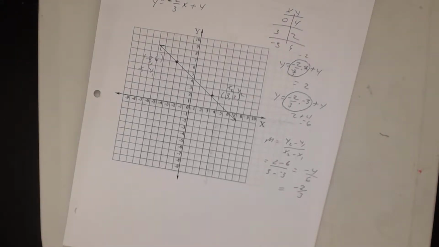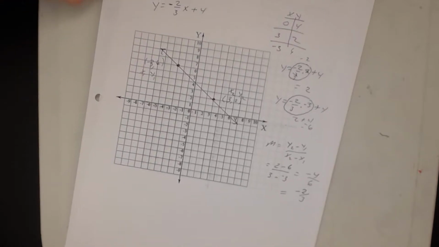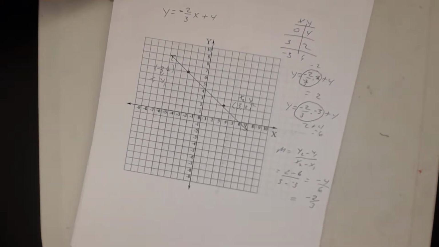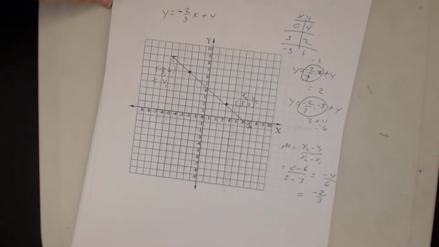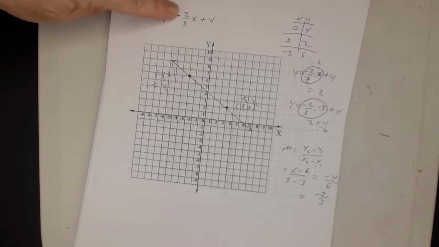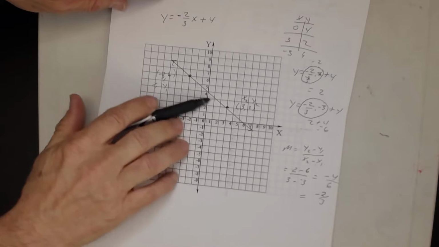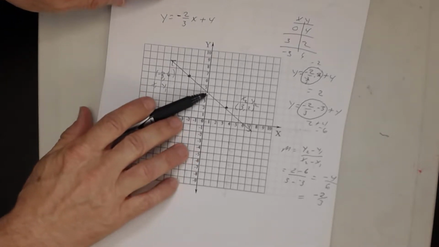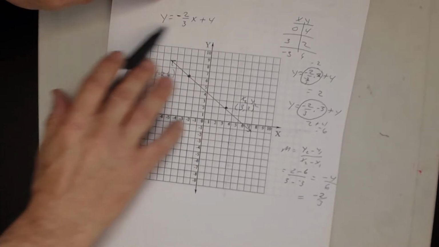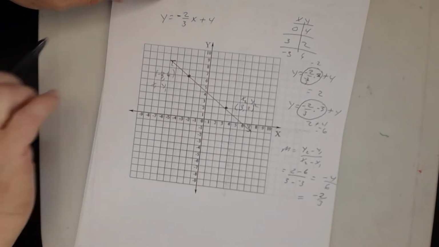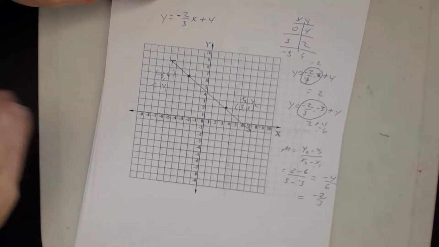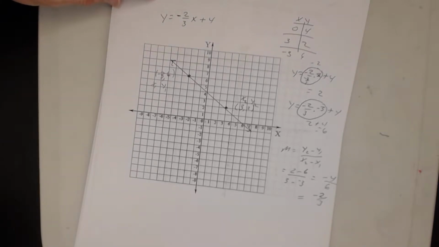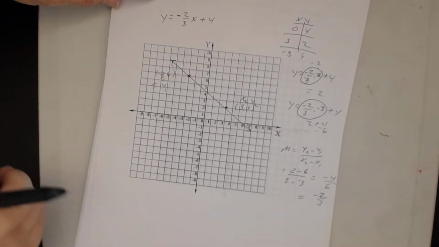And we said it had to be negative. All right, now, look at the equation. Do you see negative 2/3 anywhere? Yes, right here. It's the coefficient of x, right? And what is the y-intercept if you look at the graph? Where does the graph cross the y-axis? At 4. Do you see 4 listed anywhere? Yes, it's right here. So whenever y is by itself, you can easily determine the slope and the y-intercept.